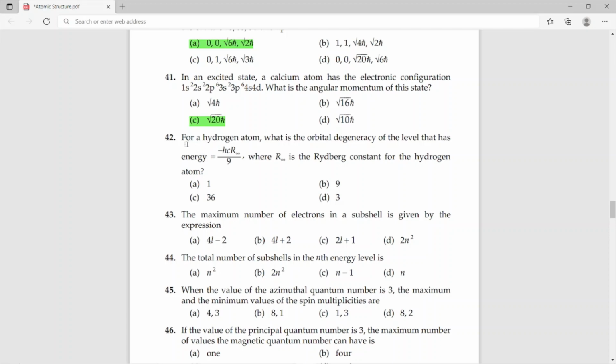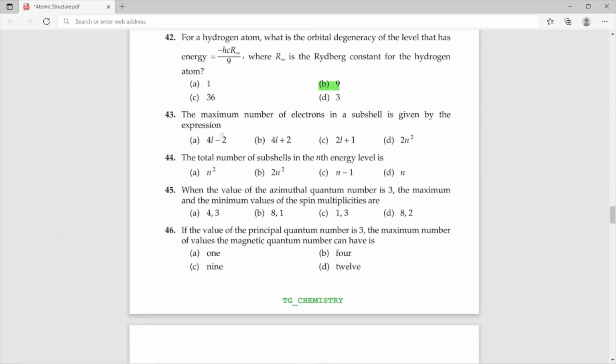Next is: for a hydrogen atom, what is the orbital degeneracy of the level that has the energy of minus hc R infinity by 9, where R infinity is the Rydberg constant of the hydrogen atom? For the 42nd question, the right answer should be option B, 9.